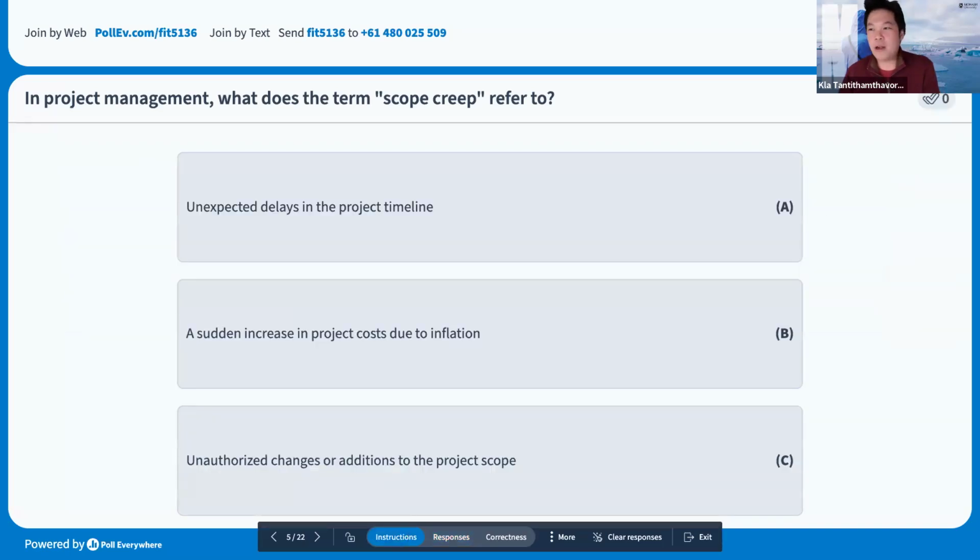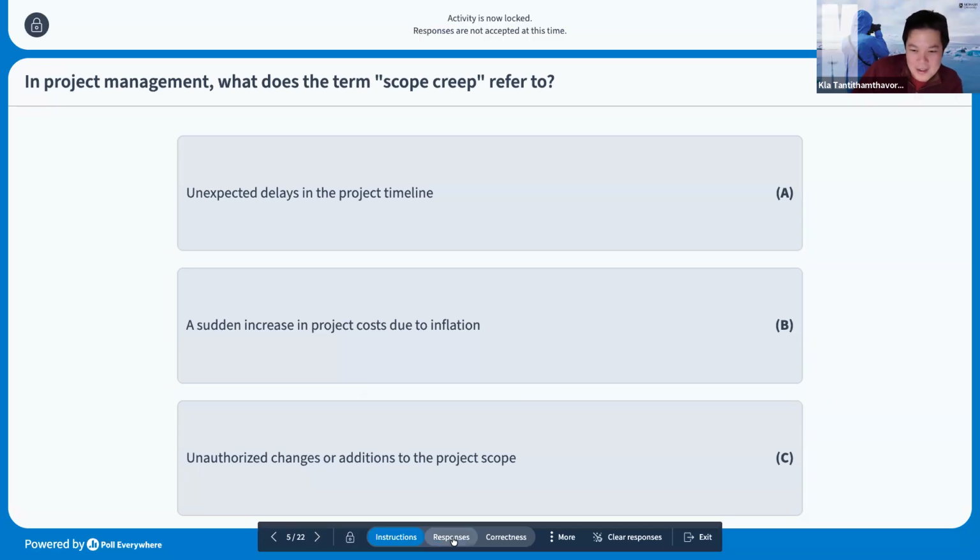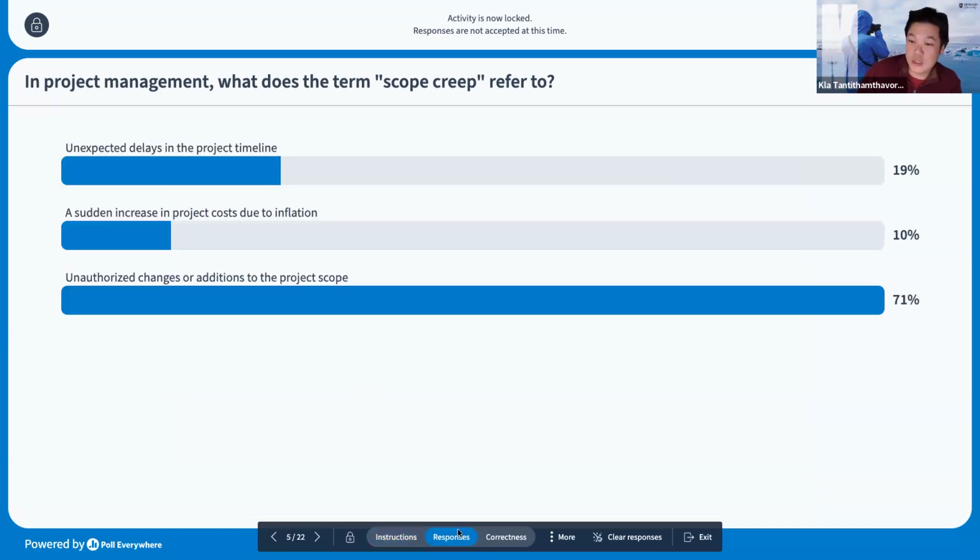All right, next. In project management, what does the term scope creep refer to? What is that? Okay, very good, very quick. Thank you. Okay, let's see. It should be option C, all right? Unauthorized changes or additions to the project scope. The question is scope creep, nothing else.